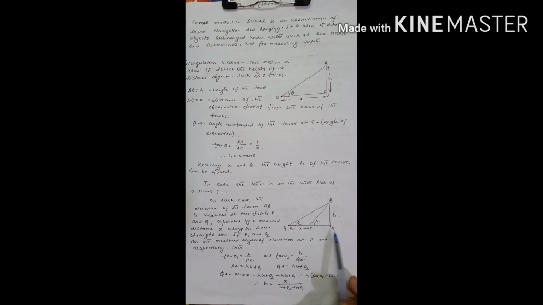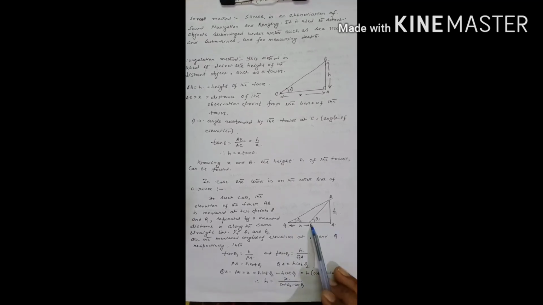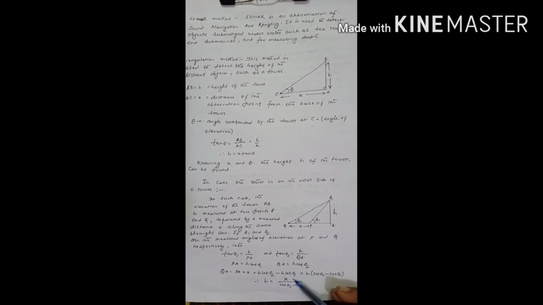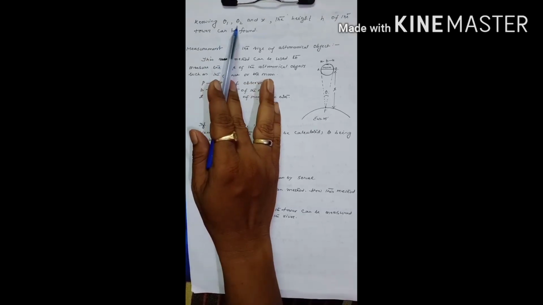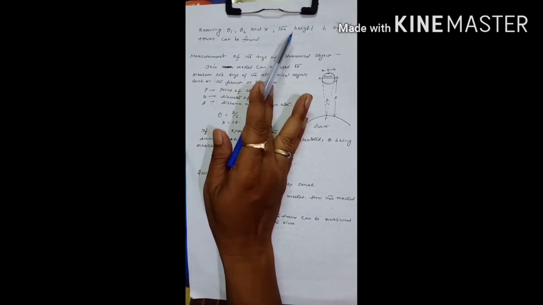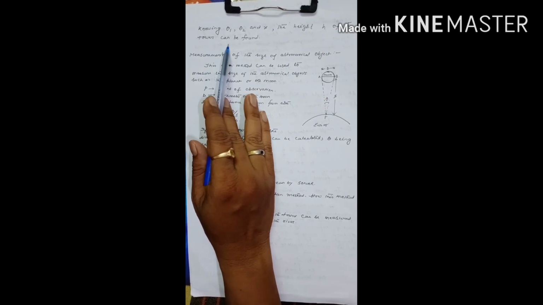Now the length x equals QA minus PA. So that is h cot theta 2 minus h cot theta 1. Take h common: cot theta 2 minus cot theta 1. So what is h? h equals x divided by (cot theta 2 minus cot theta 1). Knowing theta 1, theta 2 and x, the height h of the tower can be found.